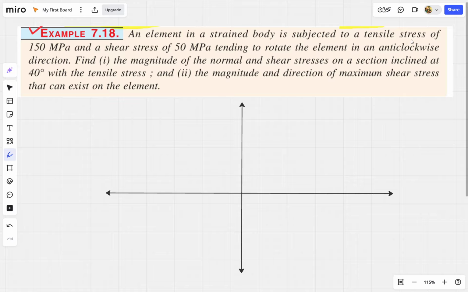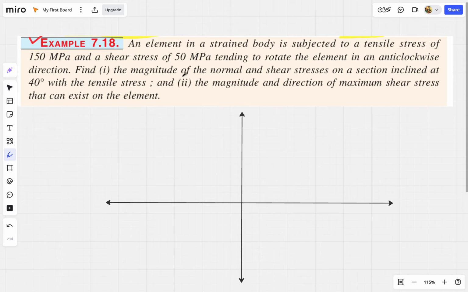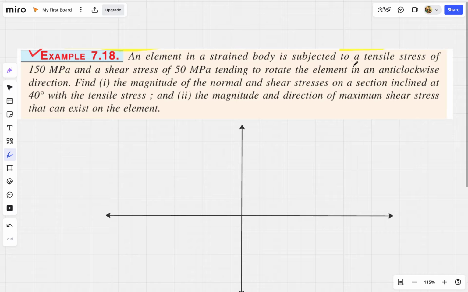Here we have the problem: an element in a strained body is subjected to a tensile stress of 150 megapascal and a shear stress of 50 megapascal, tending to rotate the element anti-clockwise. Anti-clockwise means negative. You have to find the solution for two questions.